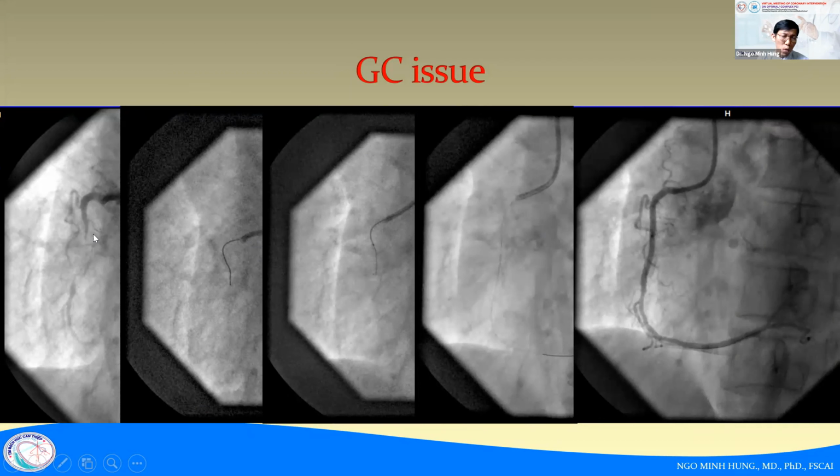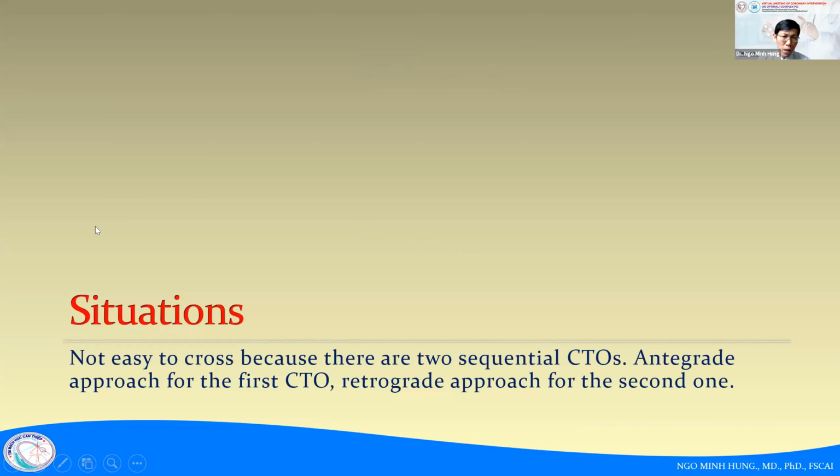So from the beginning, we see that it's only 2 or 3 points from the J-CTO score, but not easy to go through because of the guiding backup. Another situation where it is not easy to cross is when there are two CTOs together, which we call sequential CTO. Sometimes the patient has a very long CTO. The first CTO may be the original one, or the second one may be the original one, and the first one may be the new CTO.